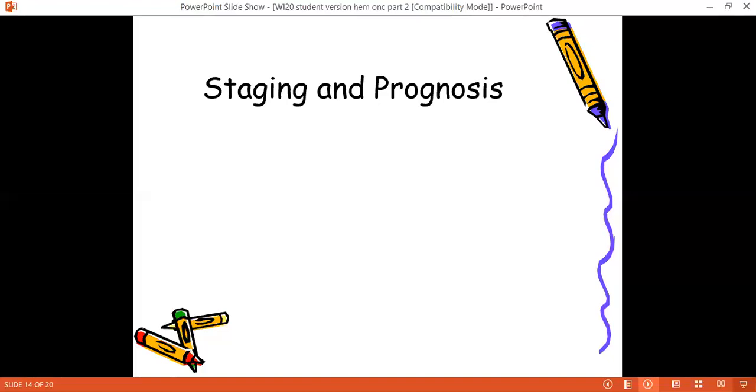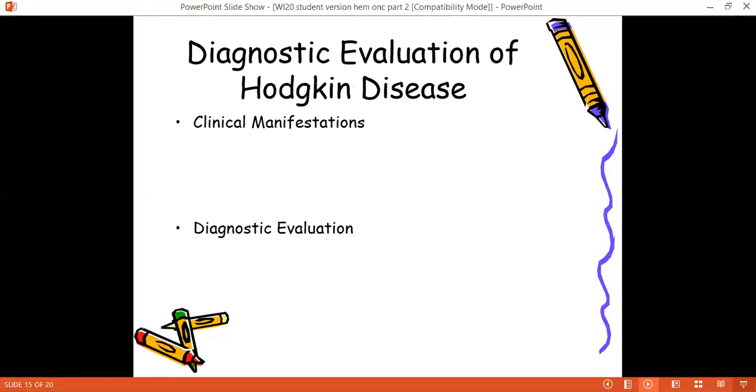When we find those enlarged lymph nodes, we typically biopsy those, and if it's Hodgkin's disease, they will have the presence of the Sternberg-Reed cells on that biopsy. Oh, I forgot to flip my slides again, guys, sorry. There was your diagnostic evaluation of Hodgkin's disease. I talked about the clinical manifestations and what diagnostics we use.